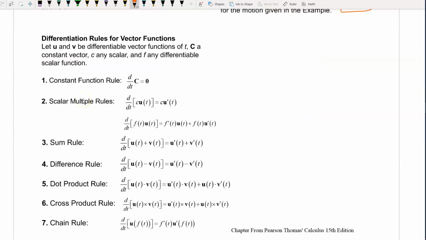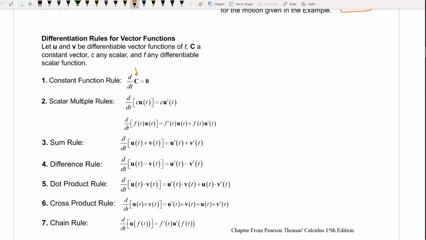Now here on this part we have differential rules for vector functions. Let u and v be differentiable vector functions of t, C a constant vector, c any scalar, and f any differentiable scalar function. Number 1, constant function rule. Here we have the first derivative with respect to t of this constant. Whenever you have the derivative of a constant, it is equal to 0.